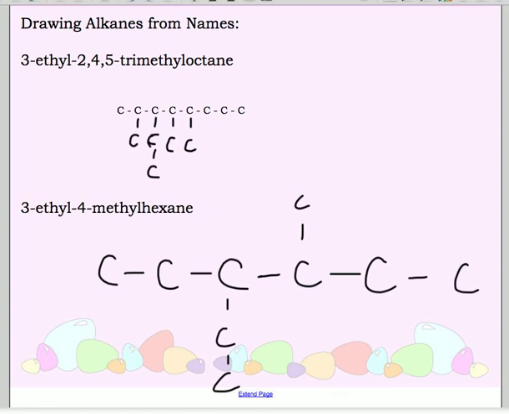Answer for my hexane is 6 carbons straight across. I have a 3-ethyl. This is my number 3 carbon, so here's my ethyl, which is 2 carbons. And on my 4 carbon, I have a methyl group.